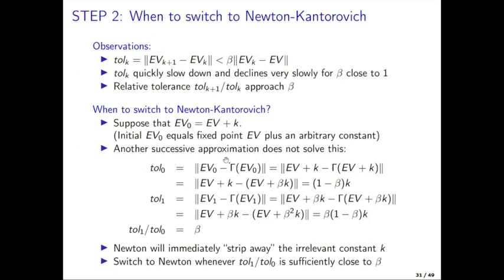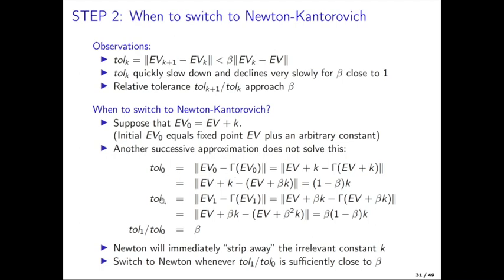If we put that into the Bellman operator and calculate the tolerance for another successive approximation, that would be the starting point minus the Bellman operator evaluated at that starting point. What we do here is essentially substitute in our starting point, which is the true value plus this constant. If you are at the true value plus a constant, then you can take this constant outside the Bellman operator, and it's going to be multiplied by beta. You can take it outside, so it's linear in that constant. This means that the tolerance is going to be 1 minus beta times the constant. We want the constant to be 0, so that the tolerance is 0 and we have converged.